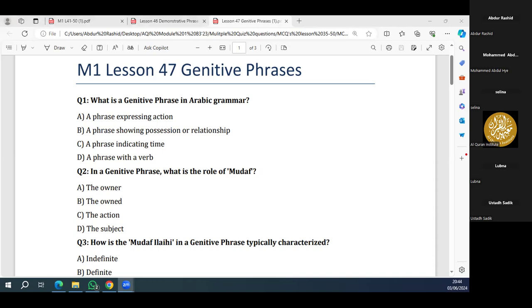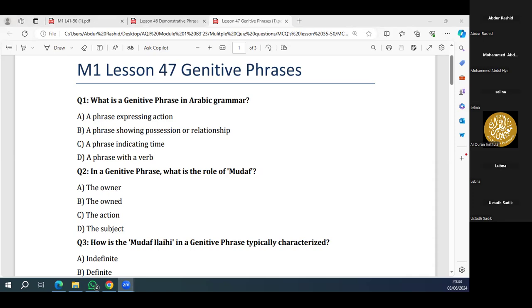Is it A, phrase expressing action? B, phrase showing possession or relationship? C, a phrase indicating time, or D, phrase with a verb? MashaAllah, I can see responses coming through already before I finished the question. Everyone has said B, genitive phrase showing possession or relationship. Good, MashaAllah.